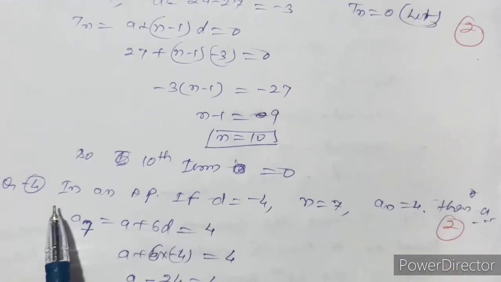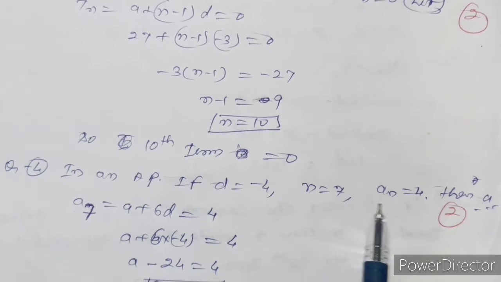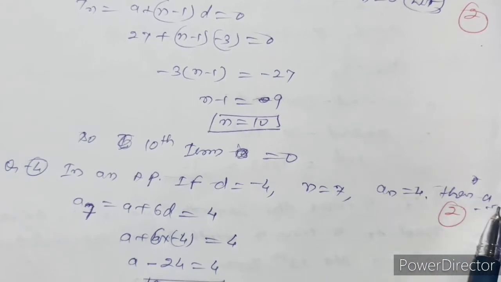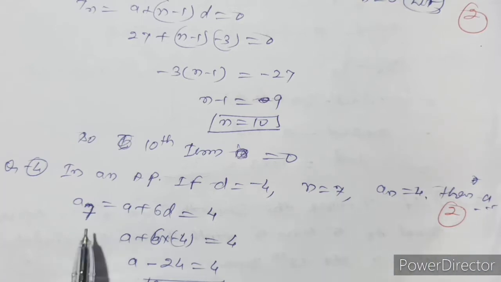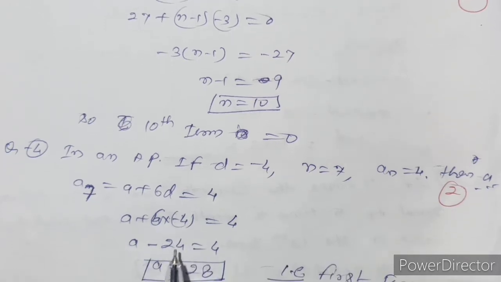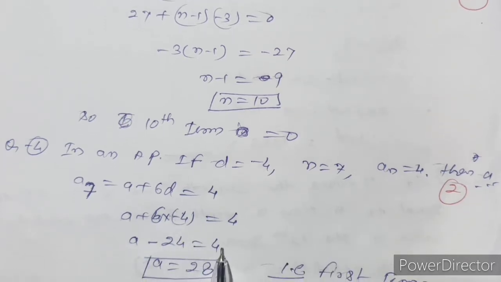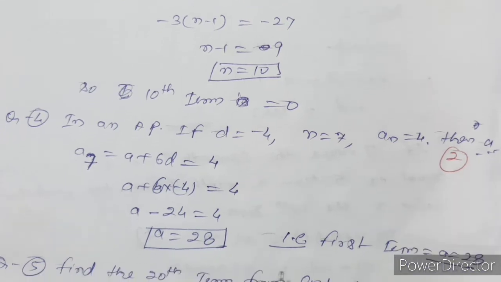Next, question 4. In the AP, d is equal to minus 4, n equals 7, a n equals 4. Then find the value of the first term. Here n equals 7, so the 7th term equals 4. That means a plus 6d equals 4. Putting the value of d equals minus 4, 6 times minus 4 is minus 24, and 24 plus 4 gives a equals 28. That means the first term is 28.